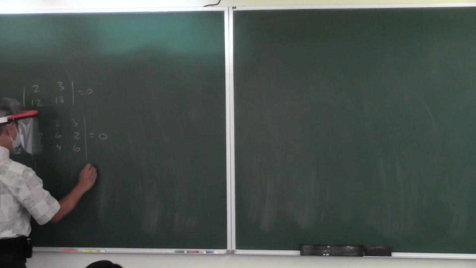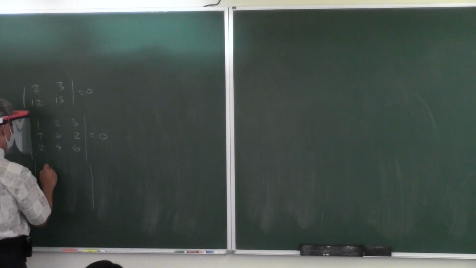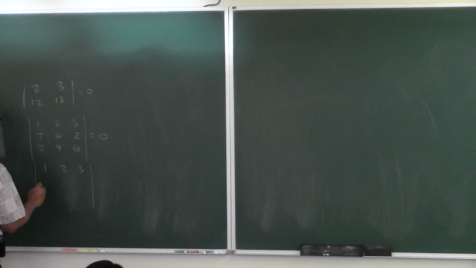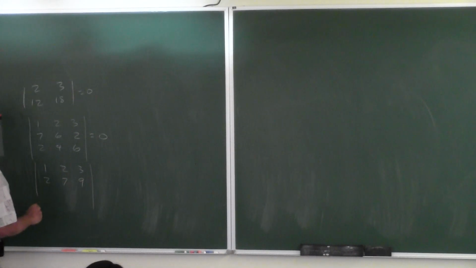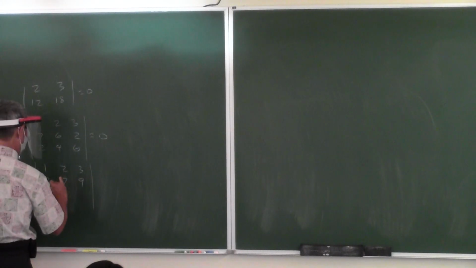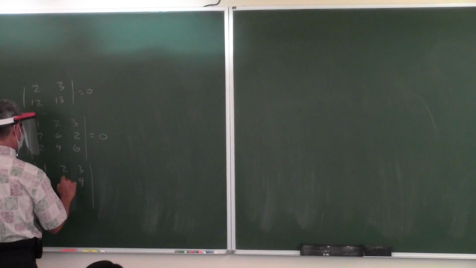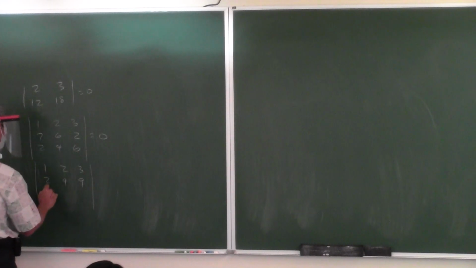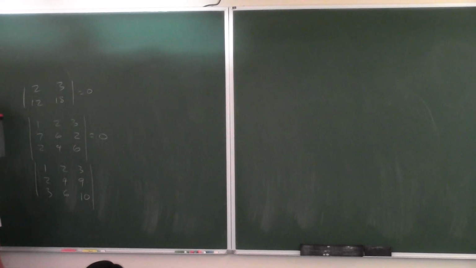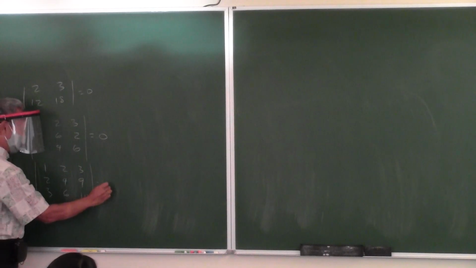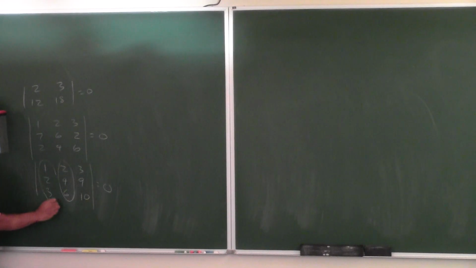And then, it could be like this. What if you had 1, 2, 3, 2, 7, 9. Sorry. 2, 4, 9, 3, 6, 10. You look at that and go, that's 0. You know why? Because this column is a multiple of that column. Now, sometimes it's hard to see, but then sometimes it's not.